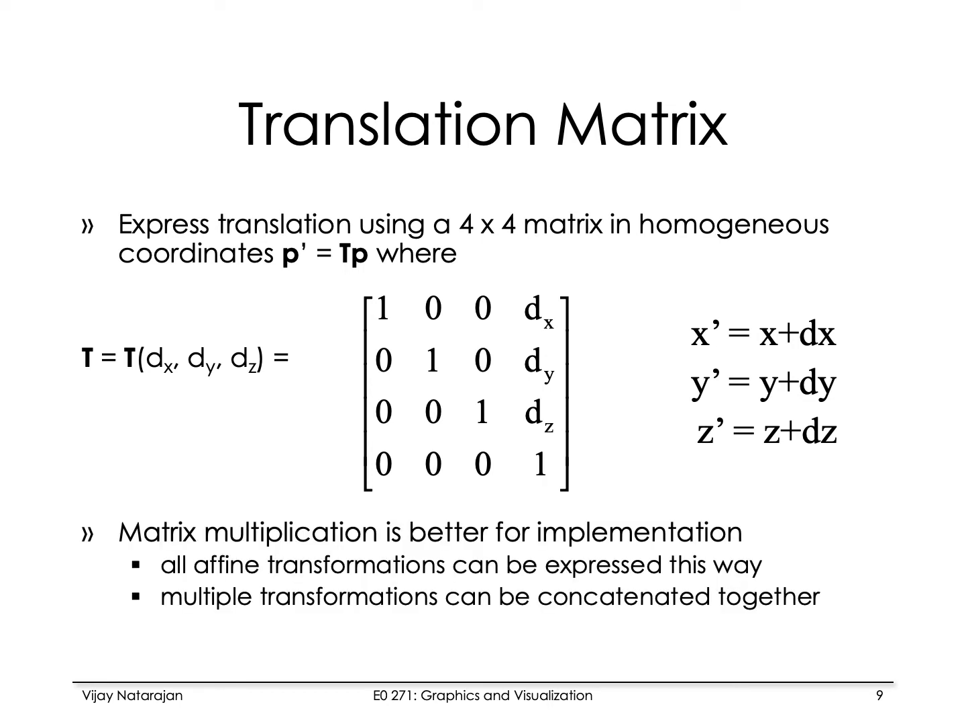So this matrix multiplication based representation is naturally suited for implementation. All affine transformations may be expressed this way, and such a representation is also amenable to concatenation, which is what we will see later.